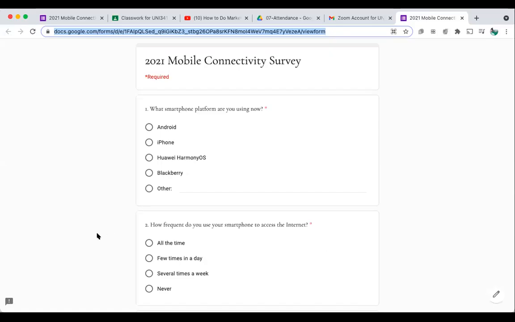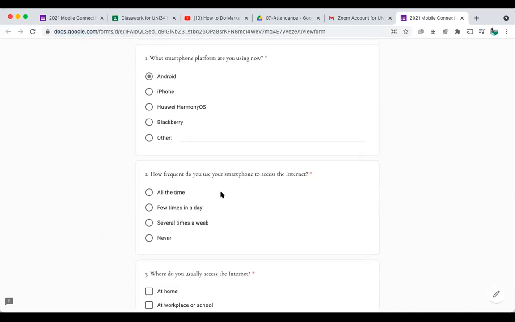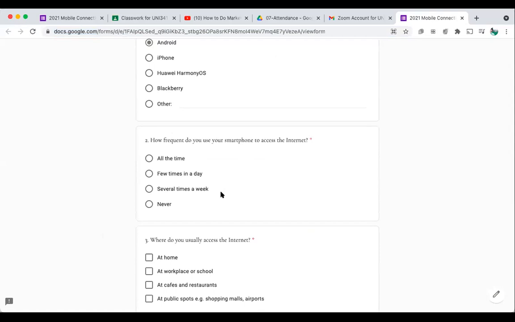This is the 2021 Mobile Connectivity Survey conducted by Mr. Tay for a company called Simplify. Let's go through the survey together. Don't rush through it. So what smartphone platform am I using right now? I'm using an Android. How frequently do you use your smartphone to access the internet in the day? For me, I don't use my smartphone a lot in the day because I use my laptop to access the internet. Maybe a few times in the day I check my WhatsApp, because I can also check my WhatsApp on my computer.